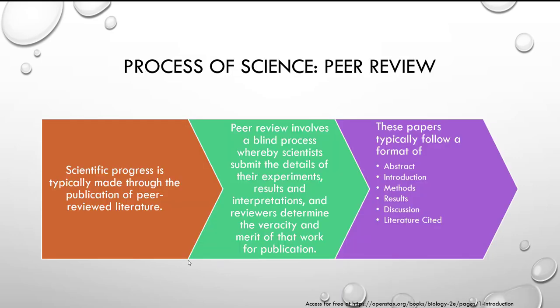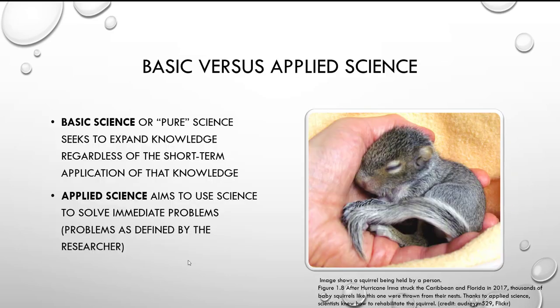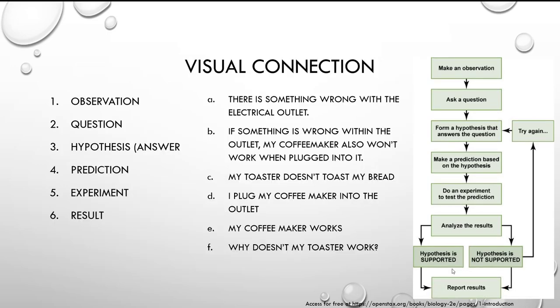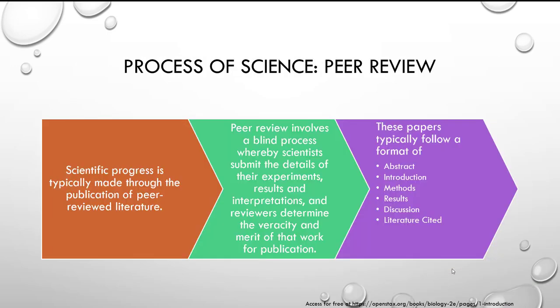And then finally we have the process of science. Going back, do you remember in our scientific method, you go down here with the hypothesis is supported or not supported, you report the results. So typically, if this was any scientific discovery that you made, and you're going to publish it in a scientific journal, it first needs to go through a process of peer review. Scientific progress is typically made through the publication of peer-reviewed literature.